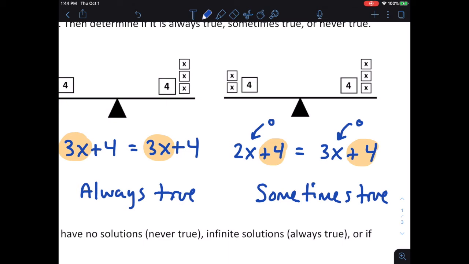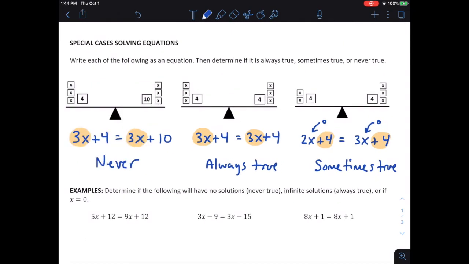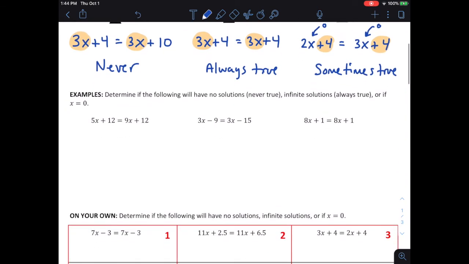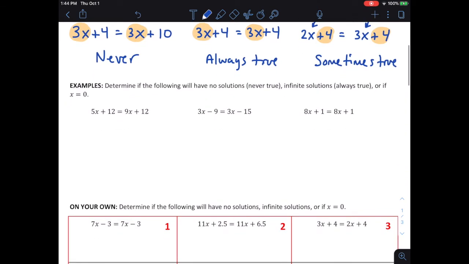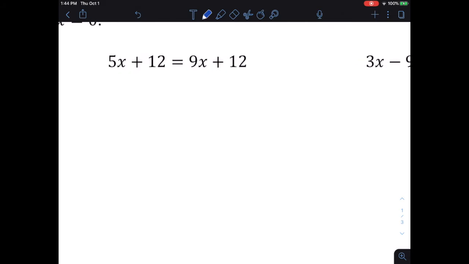Okay, so these are three examples of situations that we're going to run into, and we're going to talk about them a little bit further. So let's look at these three examples down here below. The thing I'm going to look at first is 5x plus 12 equals 9x plus 12. So this looks very similar to that last one we just did, because we have a plus 12 and a plus 12.